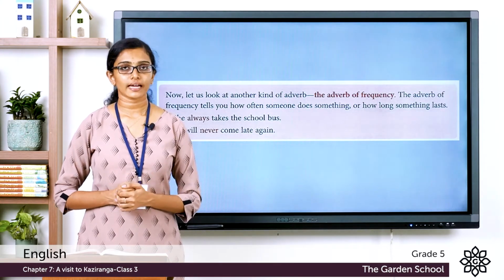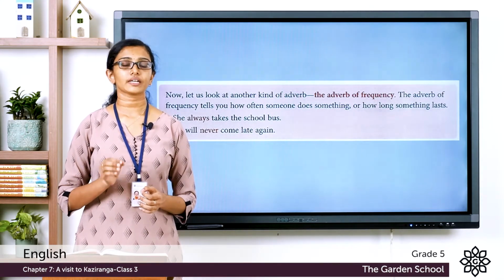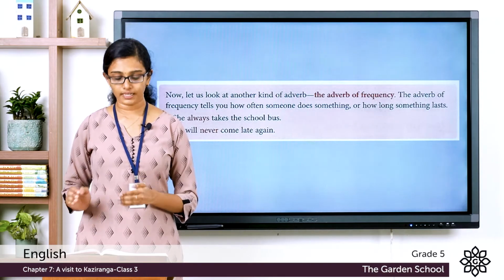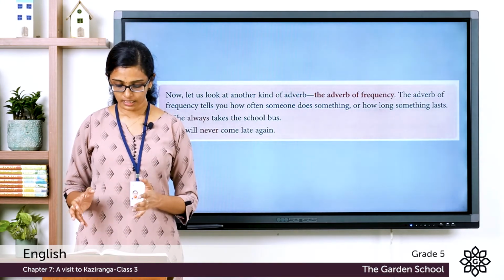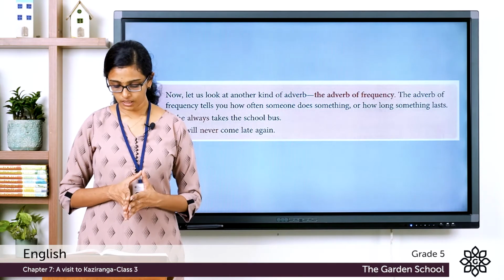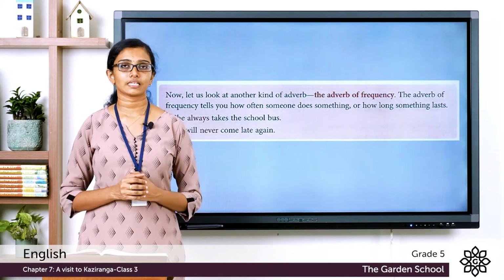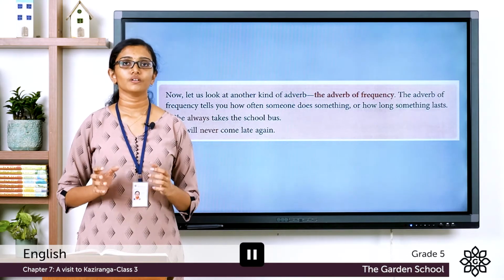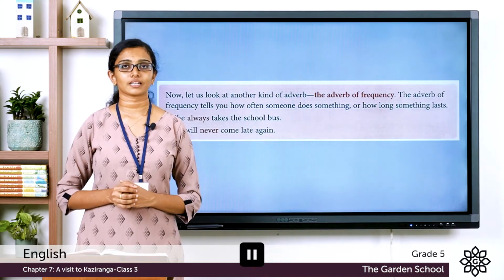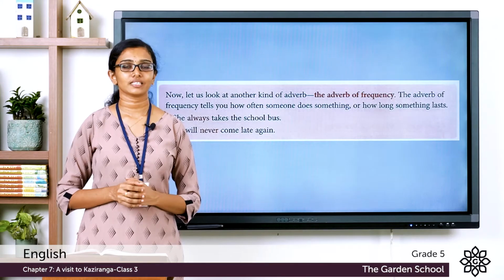So, this one you do as an activity. You have to choose a correct adverb of frequency from the choices given in the box, and below you can see sentences with blanks in between. Choose the correct adverb of frequency to fill in the blanks and complete the sentences. Please pause this video, finish writing the answers and come back. Hope you are done with that exercise. Now let's discuss the answers.